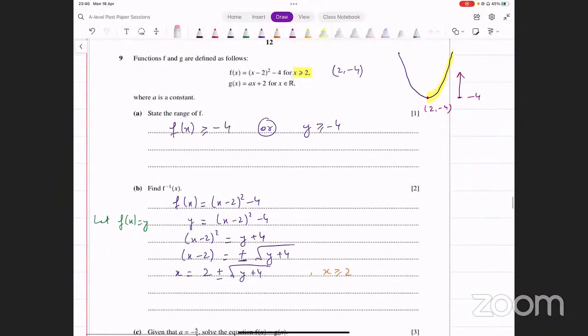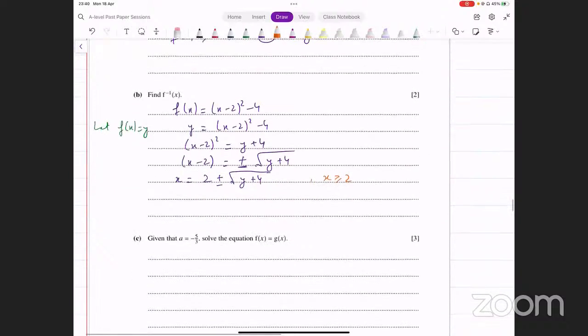Now, how are you going to get a value of x that is greater than or equal to 2 from this? 2 के अंदर कोई चीज प्लस करेंगे तो आपको 2 से बड़ी वैल्यू मिलेगी. माइनस करके तो 2 से छोटा नंबर आ जाएगा. We want x greater than or equal to 2. You're going to get that if you use the plus sign. तो हम यहाँ पे plus sign use करेंगे. So it's going to be x equals 2 plus square root of y plus 4.